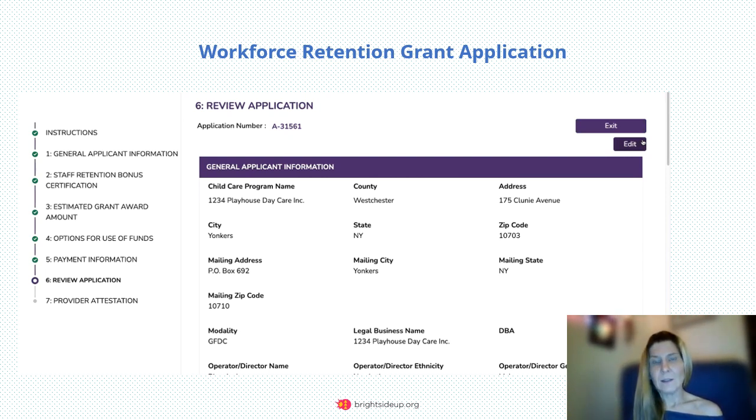is not correct. You'll go up to the top right, you see where it says Exit, and below that is the word Edit. So if you click on Edit, it's going to allow you to go to previous pages and change information that maybe is not correct or that you filled out incorrectly. So once you've reviewed this application and the information is accurate, scroll down to the bottom, hit Save and Next to proceed through the application.